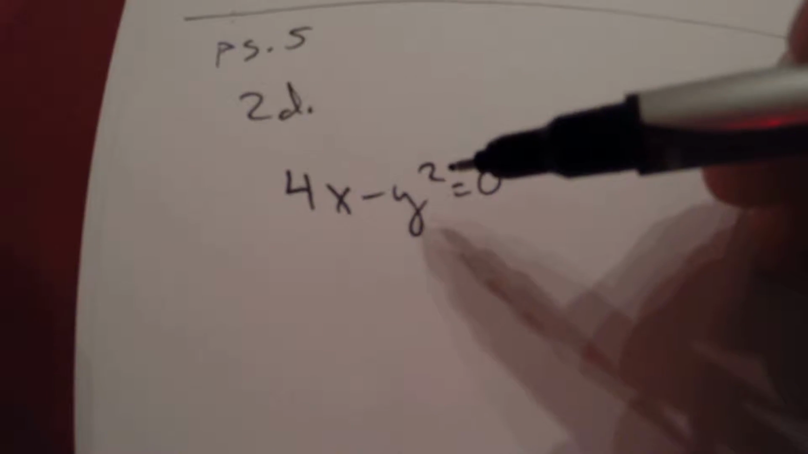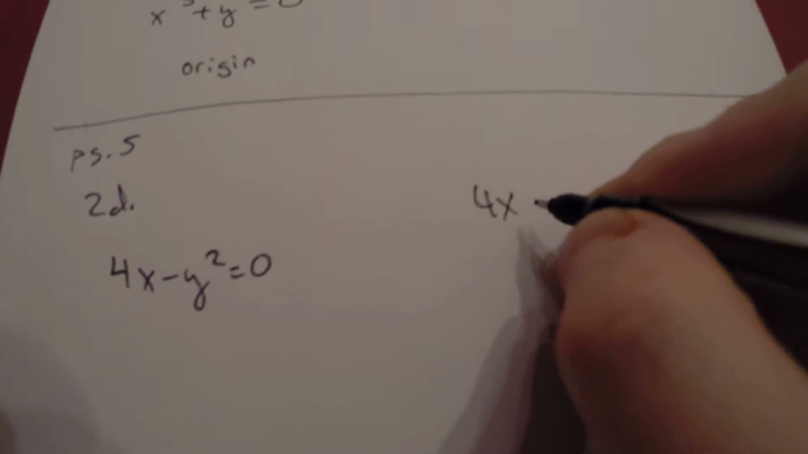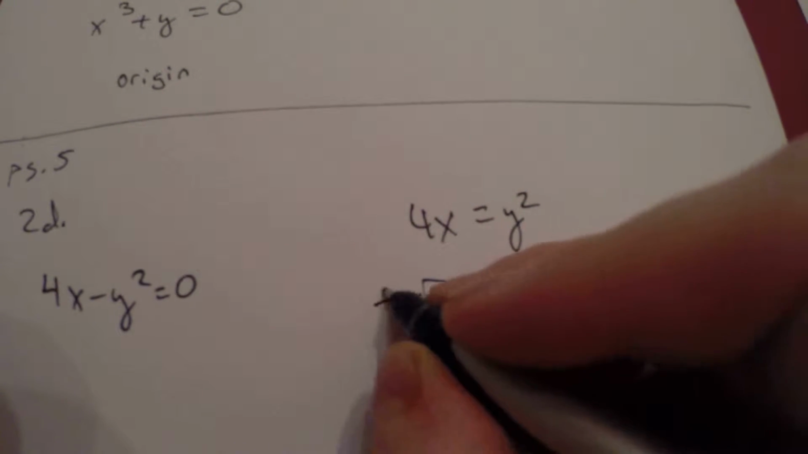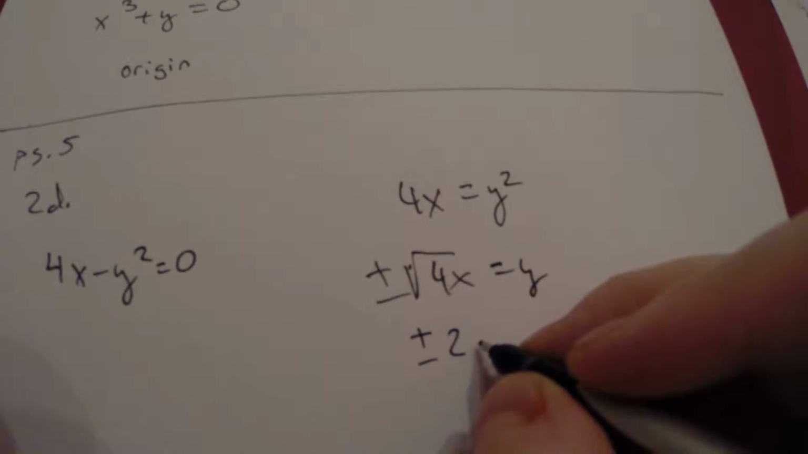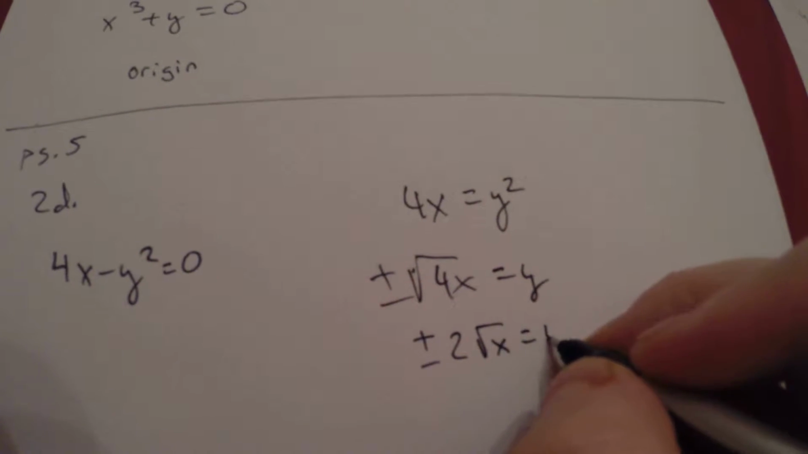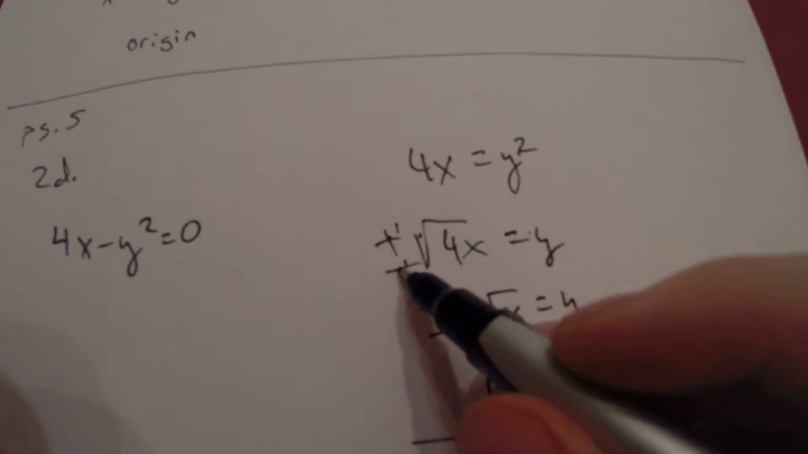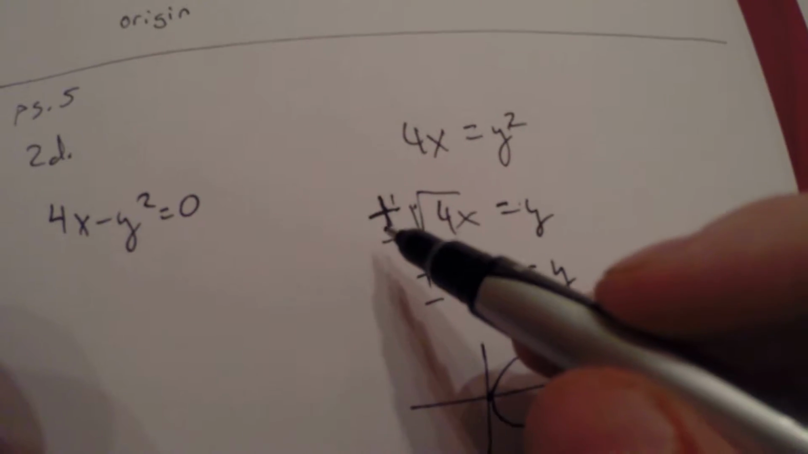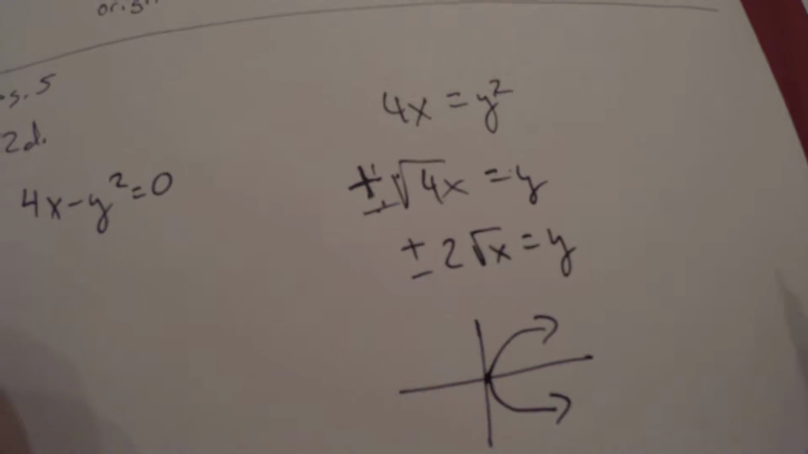You could draw this picture. If I rearrange this equation, I would end up getting 4x equals y squared, and when I square root it, it becomes plus or minus square root 4x equals y, or plus or minus 2 square root x equals y, and that function would look something like this. Note, because I took the square root, I have to put plus or minus. Anytime you take the square root of a number, you have to consider the positive and negative scenario. Square root of 4, by the way, is 2, and that's how I deduce that.